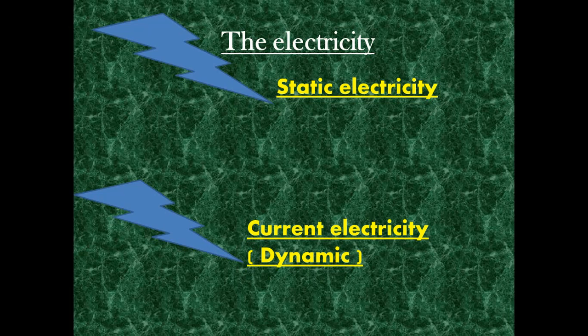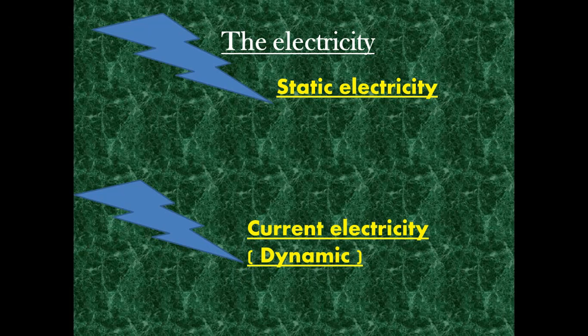What is the meaning of static electricity? First, static means it doesn't move or it can't move. So this type of electricity can't move. It only remains or stays on the object. So this type we can't use to make the devices work, as it can't move.